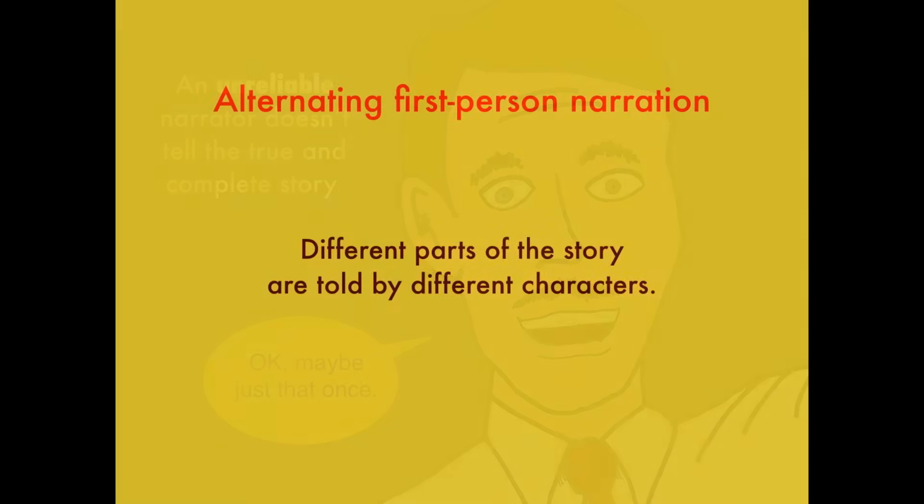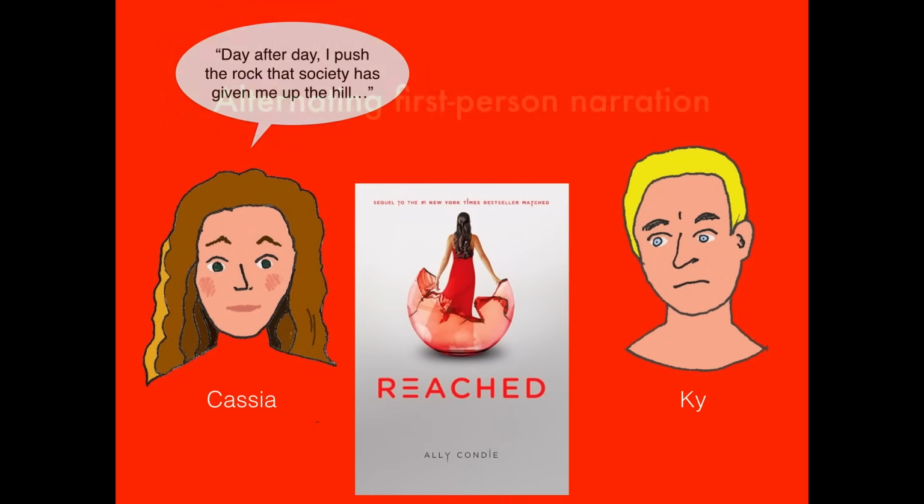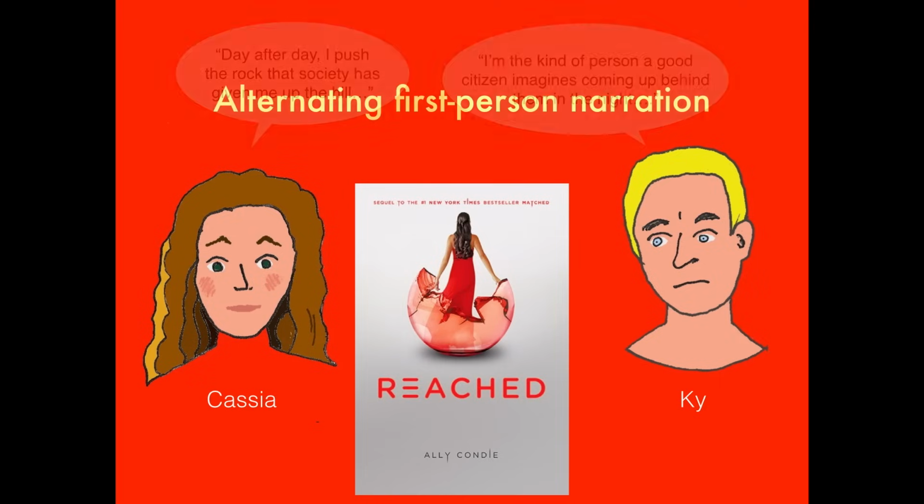Another fun trick is to tell the story with alternating first-person narration. You've probably seen books like this, like Ally Condie's Reached. One chapter is told from one character's POV, the next chapter is told from someone else's. That way you get to see the story from multiple perspectives. That can be tricky too, but it's a great way to get all the benefits of first-person narration while still giving your reader a more complex perspective on the story's events.